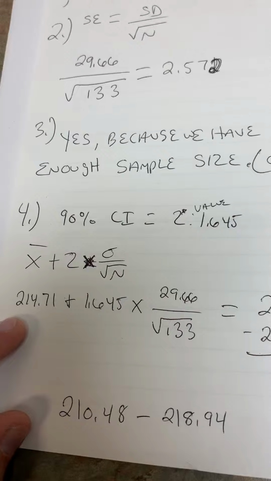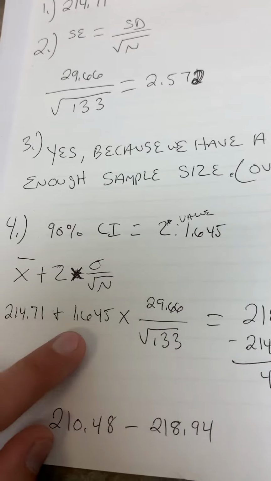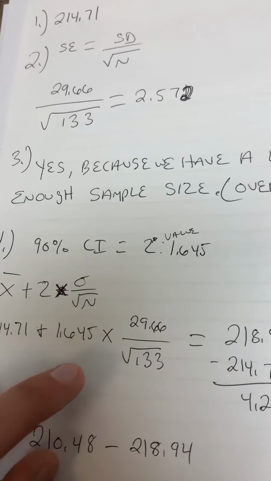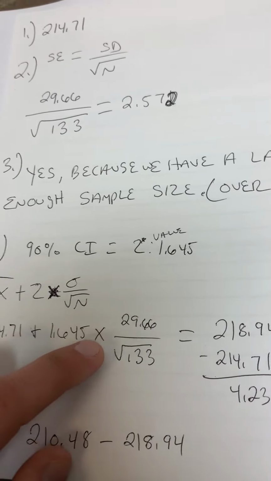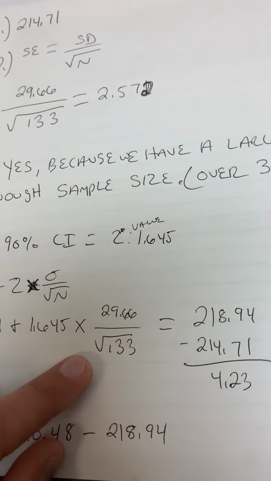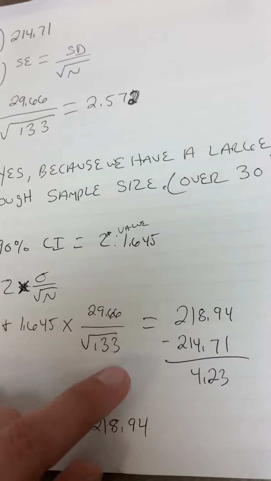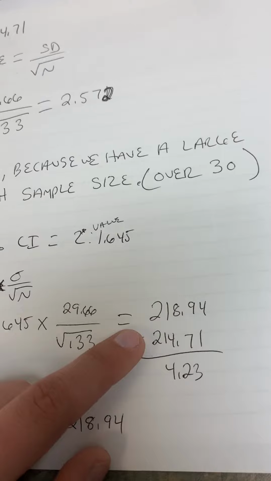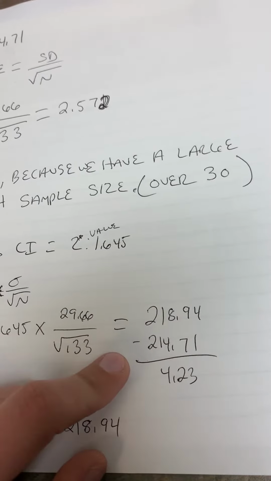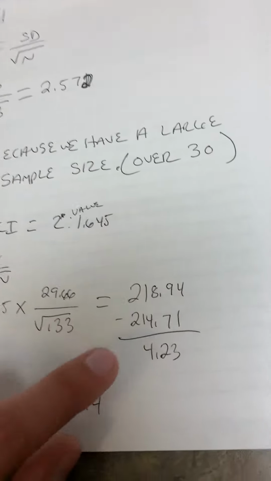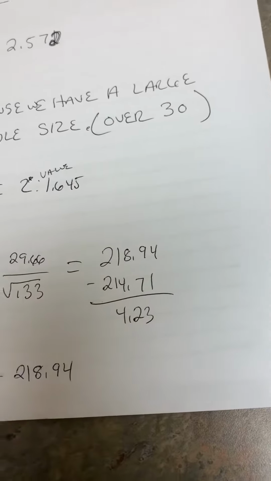So I plugged in the numbers here, and that gives us our sample mean, the 214.71 plus 1.645, which is our z-score, times our standard deviation, 29.66, divided by the square root of our sample size, 133, and that gives us a 218.94, which, after the sample mean is subtracted from our number, gives us a 4.23 range.